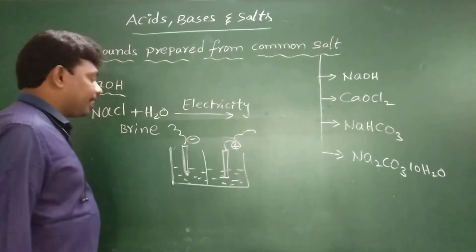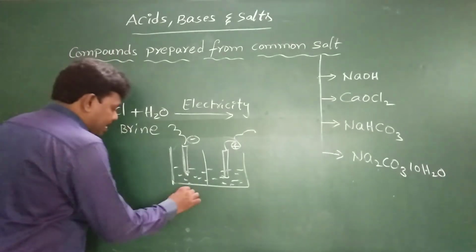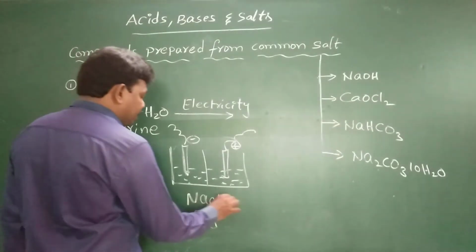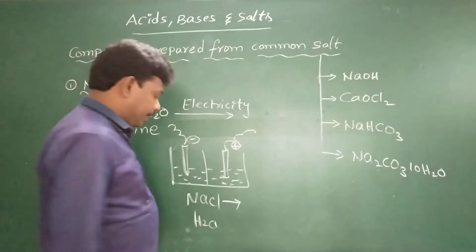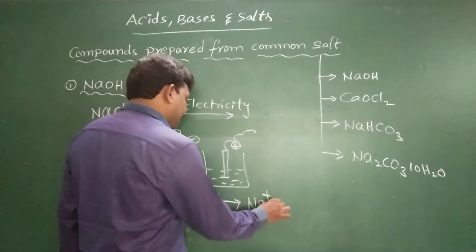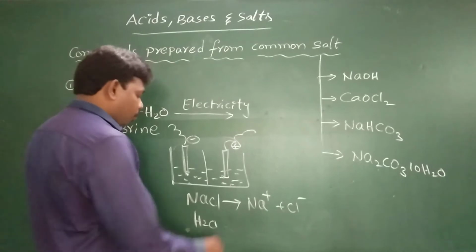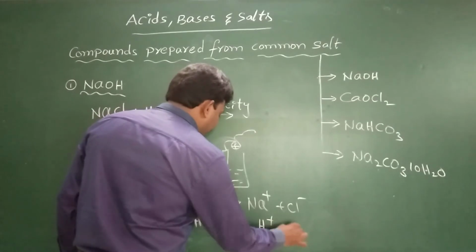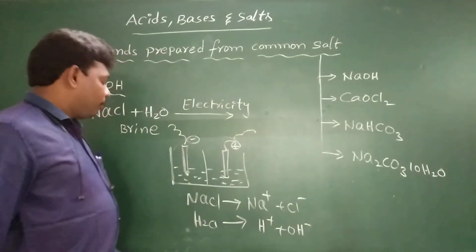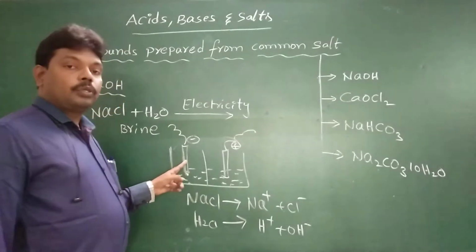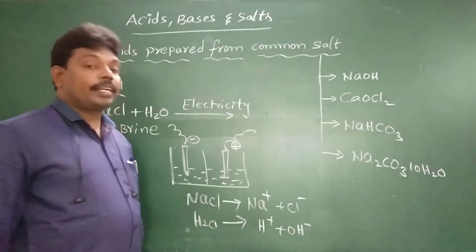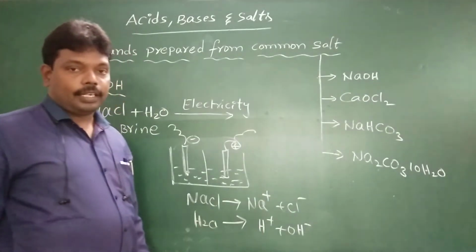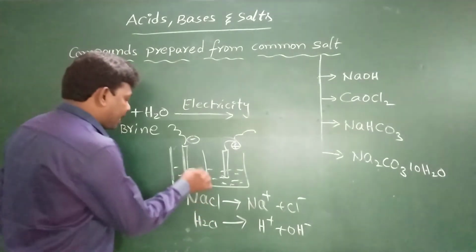When you pass the electricity, what happens? Here, NaCl is there. Next, H2O is also present. When NaCl decomposes in the presence of electricity, it gives Na+ and Cl-. Whereas H2O also decomposes in the presence of electricity, it gives H+ and OH-. Now you have to understand carefully. Towards the negative electrode, generally positive ions migrate. So who are the positive ions here? H+ and Na+.